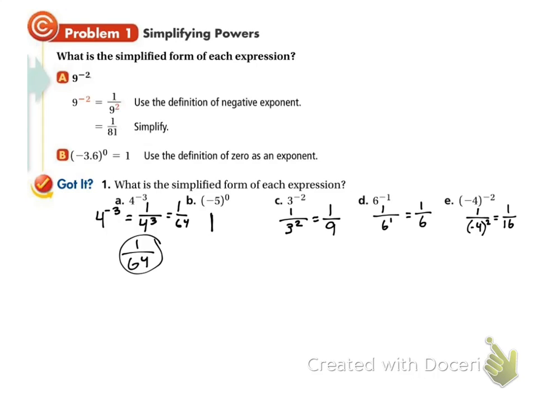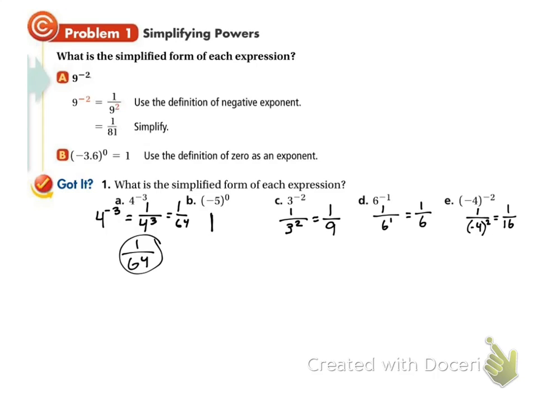Anytime you have a negative number and you bring it to an even exponent, like negative 4 squared, negative 4 to the 4th, negative 4 to the 6th, your answer is going to be positive, because a negative times a negative is a positive.